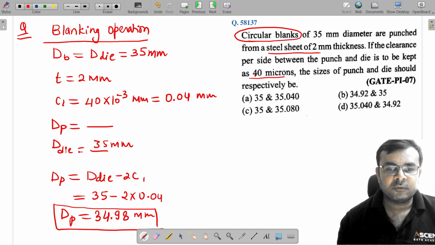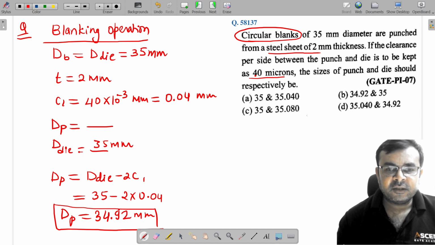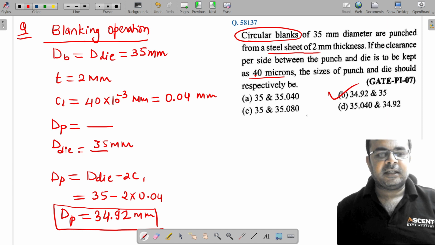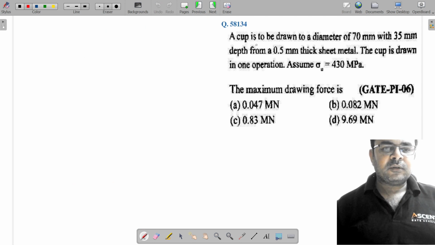34.9, sorry, 92, not 98. This is 92. So 34.92 and 35. Yes, option B is the right answer. Option B is the right answer. Yes or no? So don't be confused whether it is a punching or blanking operation.